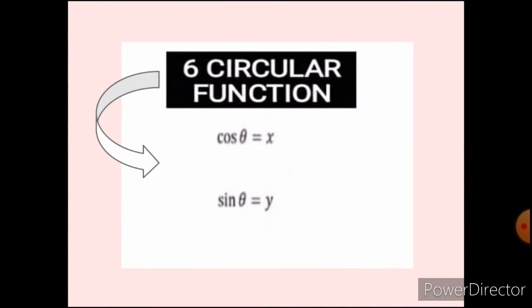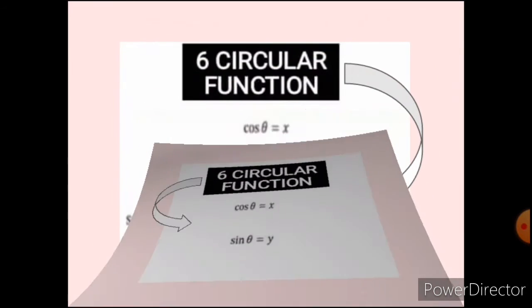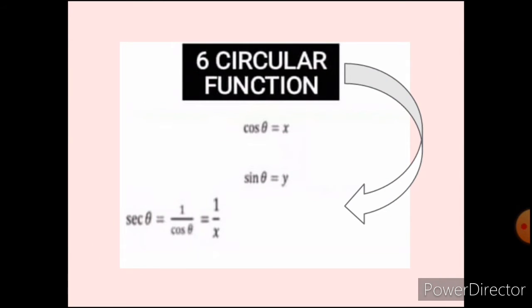So these are the first two functions that we have in circular functions. First, cosine theta is equivalent to x and sine theta is equivalent to y. Now, let's have the third function, that is secant theta. Secant theta is equal to 1 over cosine theta. If cosine is x, secant theta is equal to 1 over x.